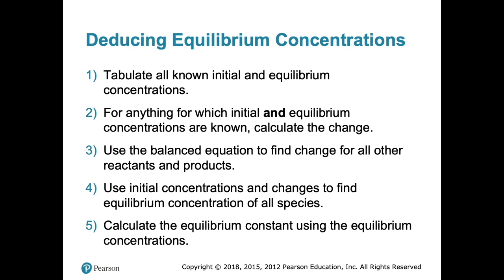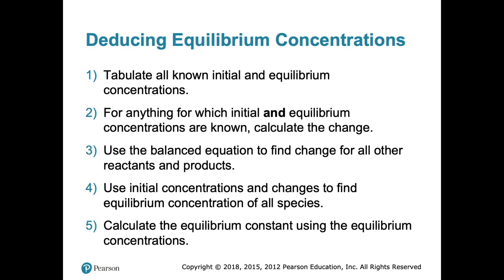right? That change means how much of the initial concentrations has gone away, and how much of the new stuff has come in, has been made. Then use the initial concentrations and changes to find the equilibrium concentrations of all the species, and then calculate the equilibrium constant using the equilibrium concentrations.